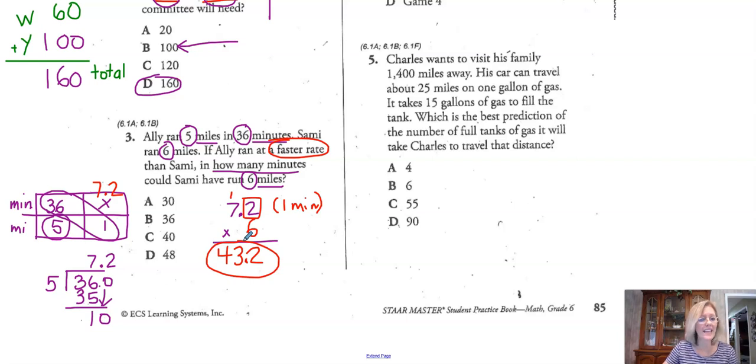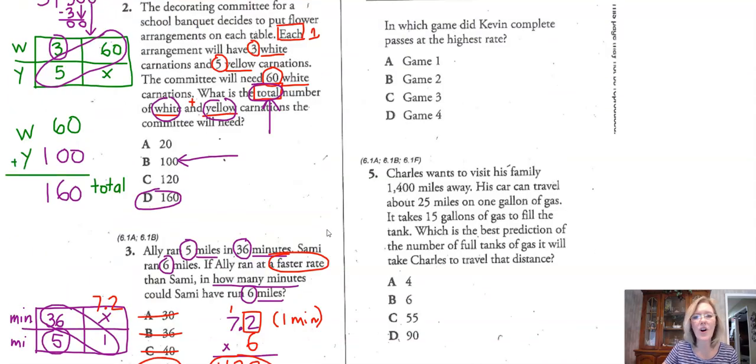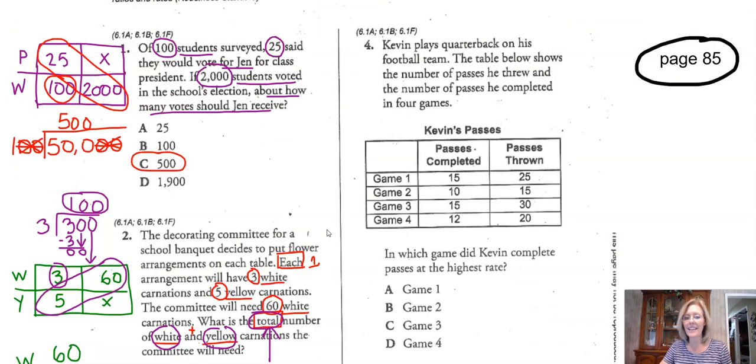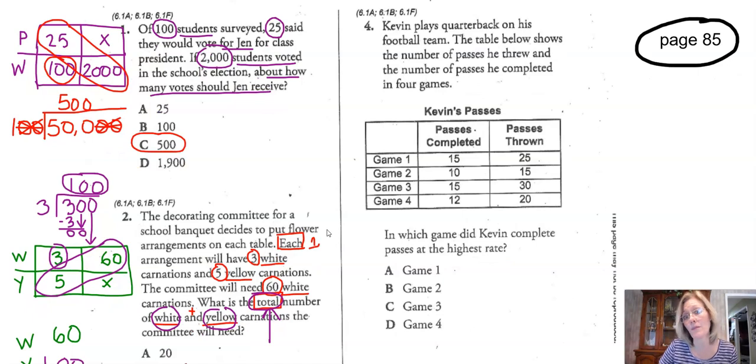So Sammy could not have run 6 miles in 30 minutes. He runs slower than Allie. He could not have run it in 36 minutes. And look, she can't even run it in 40 minutes. It takes her longer than that. So he could have run it in 48 minutes. And that's how you would solve this problem. I know it was a little hard, but maybe it helped to see how that problem was done.